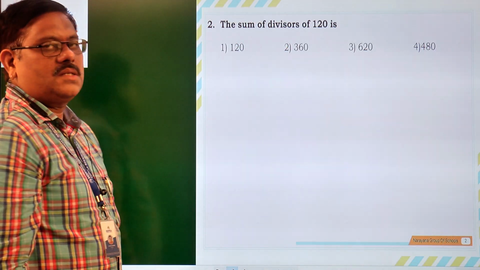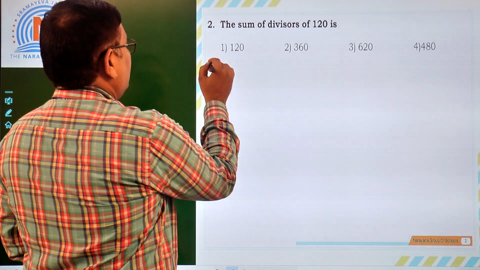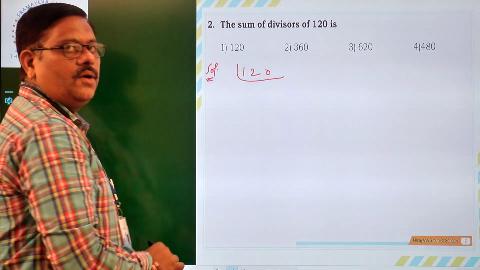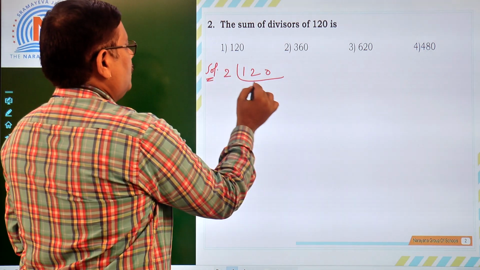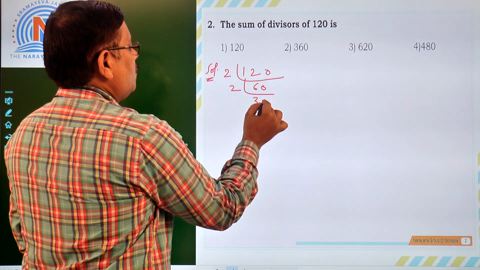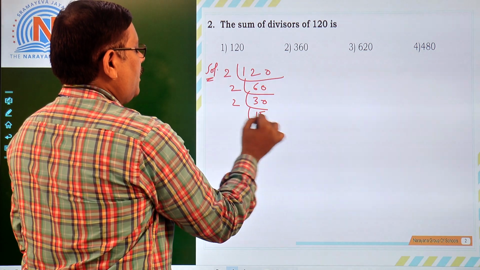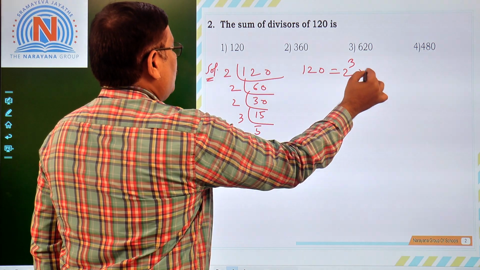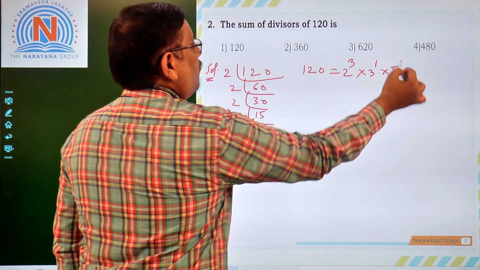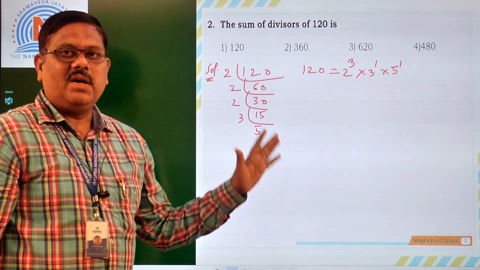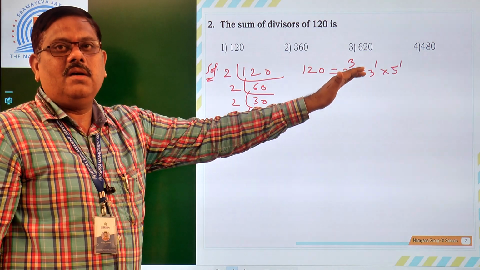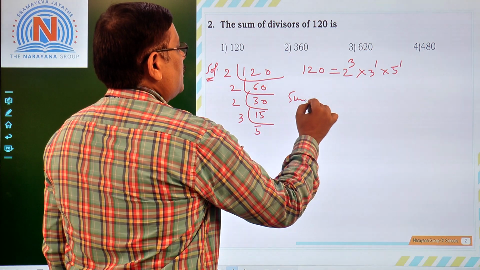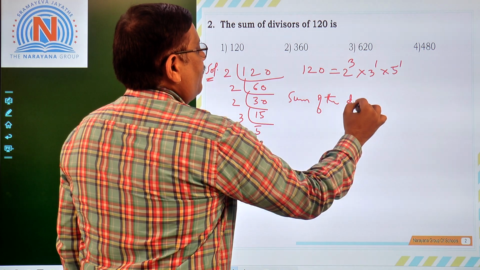The sum of the divisors of 120 is, a similar question. First step is what? You have to convert 120 to a product of primes. 60 2s, 30 2s are 60, 15 2s are 30, 3 5s are 15. So we can write 120 as 2 cube into 3 power 1 into 5 power 1. So the first step is, 120 we have written in standard form. That is the first step.